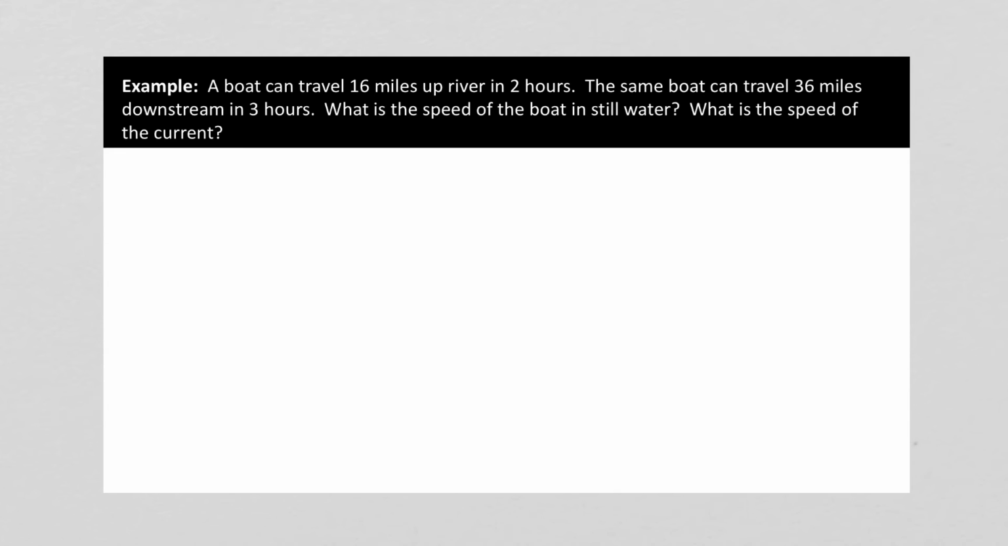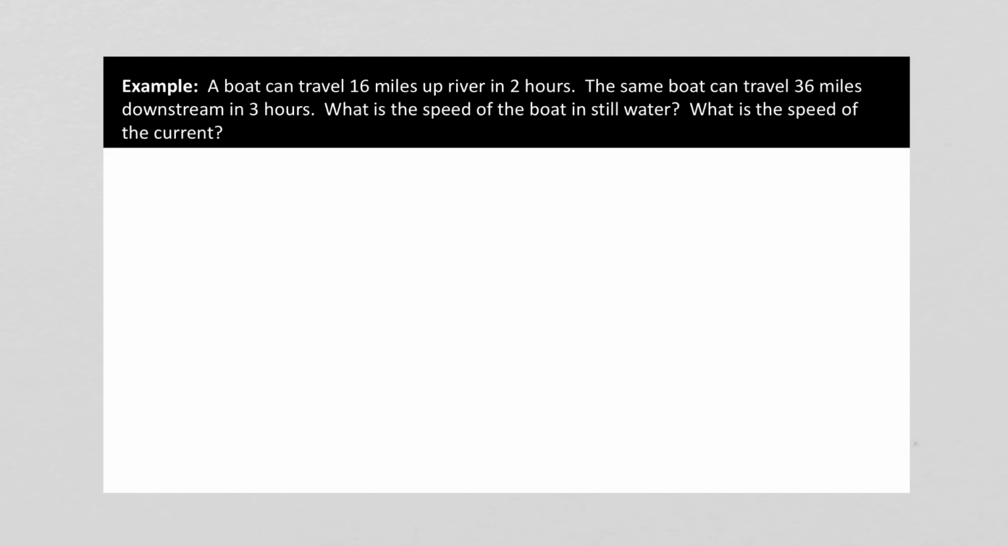Then this problem says a boat can travel 16 miles upriver in 2 hours. The same boat can travel 36 miles downstream in 3 hours. What is the speed of the boat in still water? And what is the speed of the current? I remember another teacher telling me she called these motion sickness problems, and I get it. They're not the most fun to figure out, and they're obviously motion.